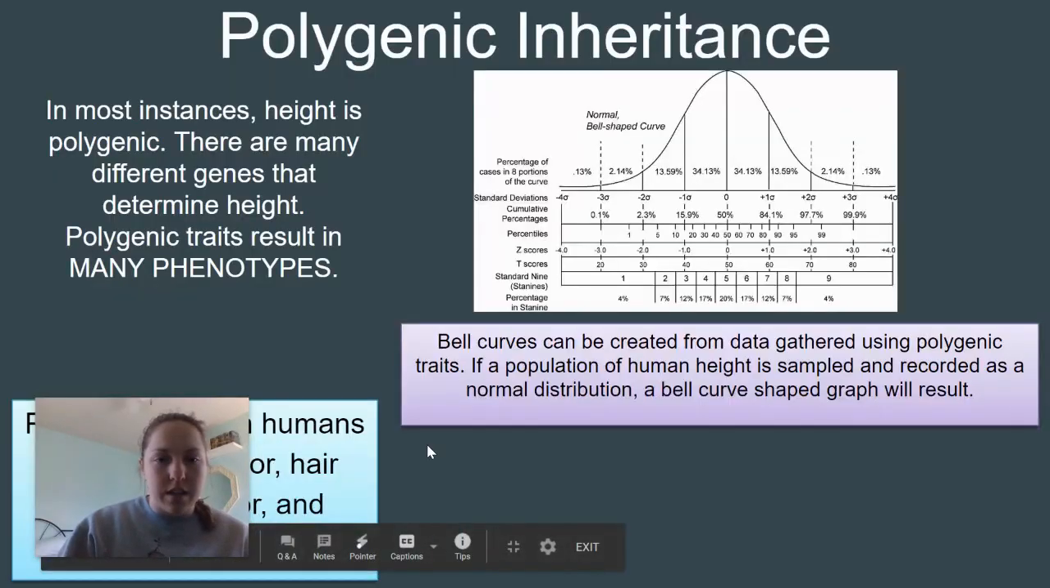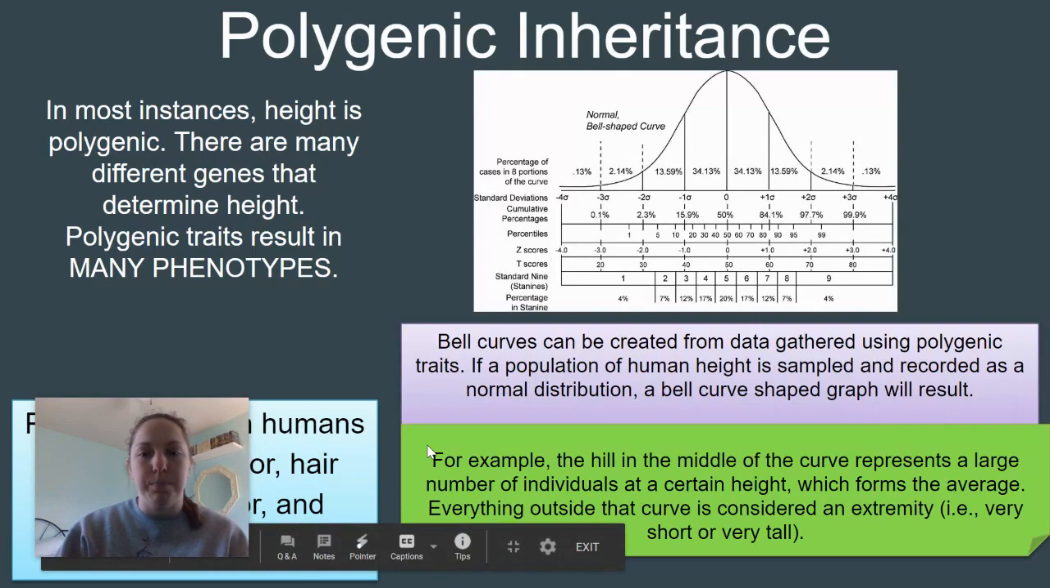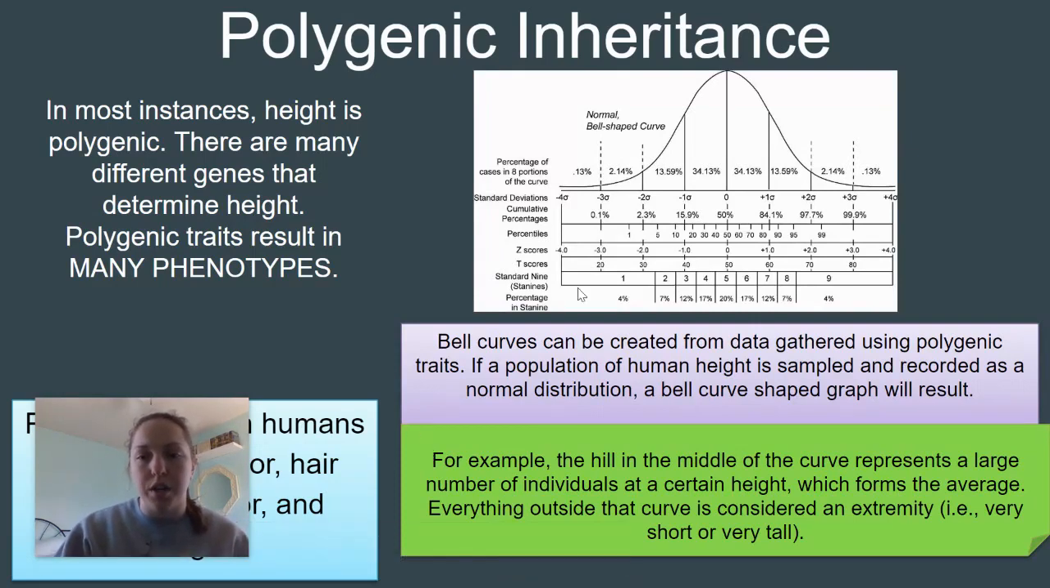The next thing I want to show you guys is this idea of a bell curve. It says bell curves can be created from data gathered using polygenic traits. If a population of human height is sampled and recorded, a normal distribution or bell curve graph will result. So this is called a bell curve. This is when we talk about normal. Normal is a statistical word.